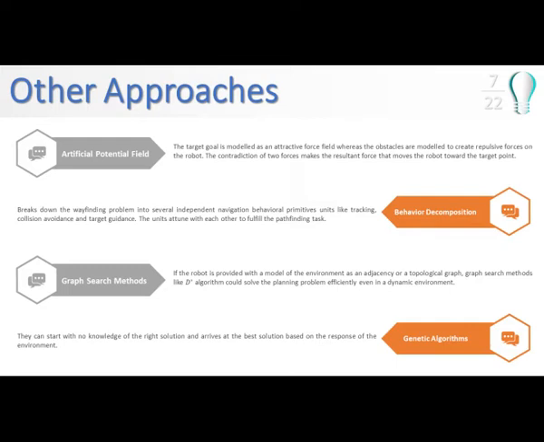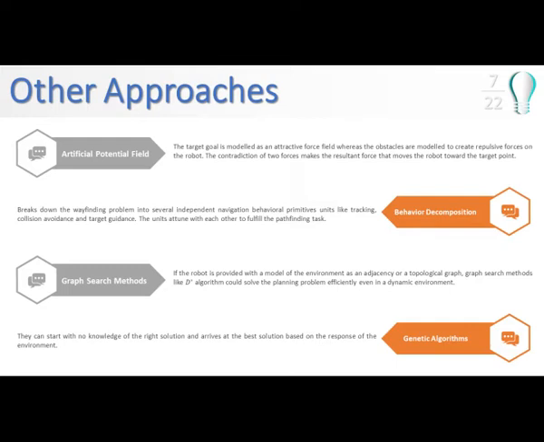APF, or artificial potential field, models the target as an attractive force and the obstacles as repulsive forces, and the combination of these two forces makes the resultant force that moves the robot toward the target point. Behavior decomposition is a great way of breaking down the wayfinding problem. It breaks the problem down into tracking, collision avoidance, and target guidance. It has some downfalls and disadvantages I'm going to talk about in the next slide.